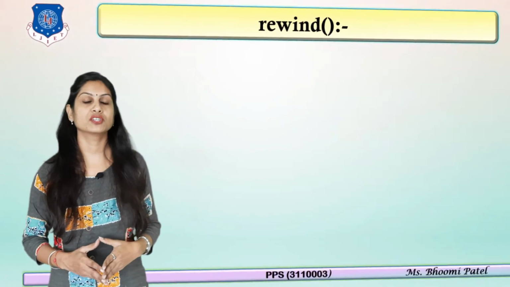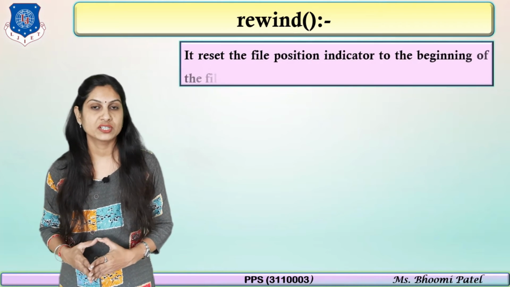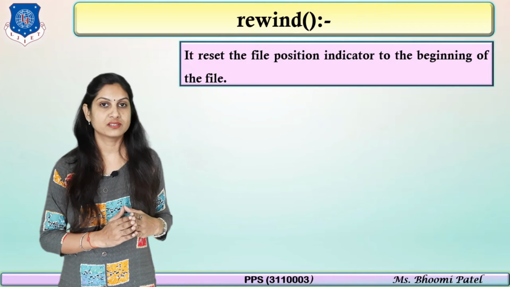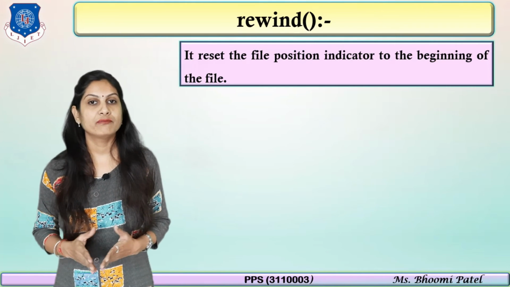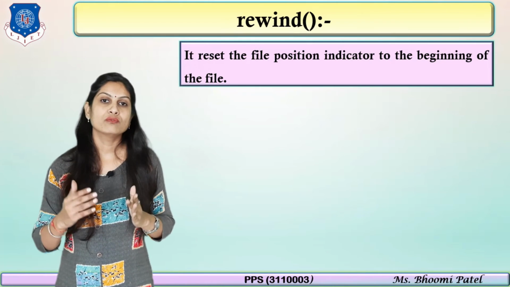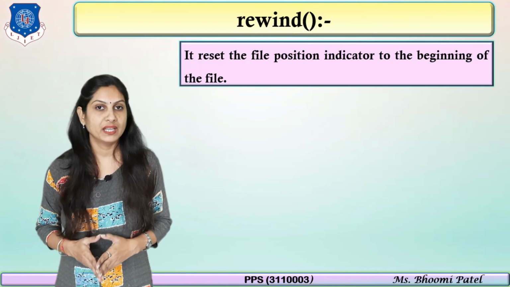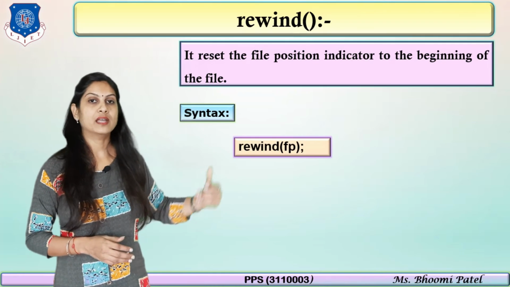Next is the rewind function, which is used to set the file position to the beginning of your file. If you remember, whenever you open any file, your cursor is at the beginning position. Clear? So when you want to set the file pointer position back at the beginning, you have to use this function, rewind(fp).